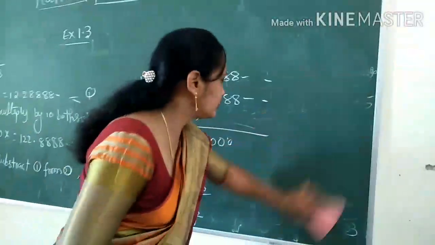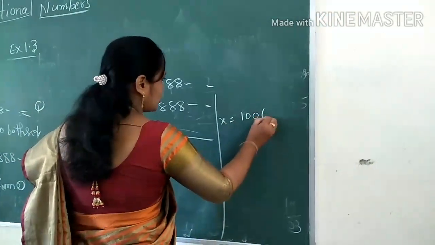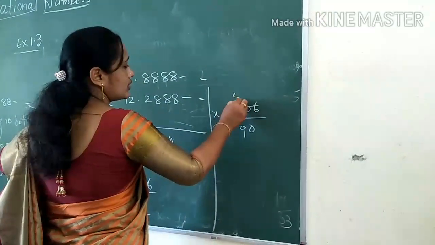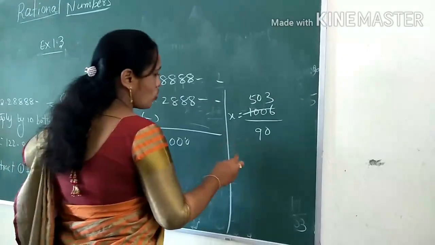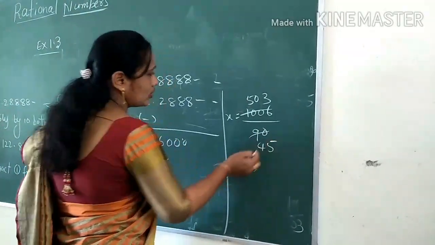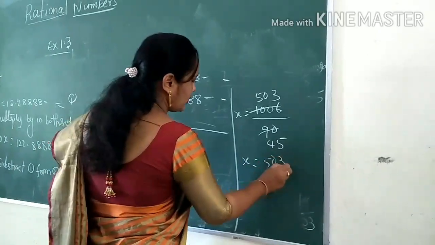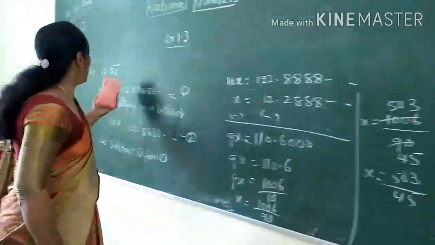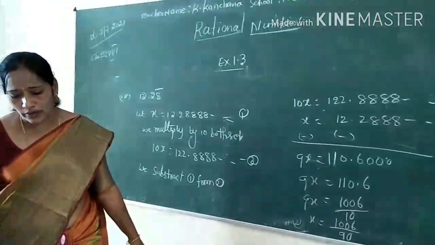In simplest form, x equals 1106 by 90. Again we have to cancel: 2 fives are 10, 2 threes are... so the denominator becomes 45. So x equals 553 by 45. This is the p by q form of 12.28 bar.